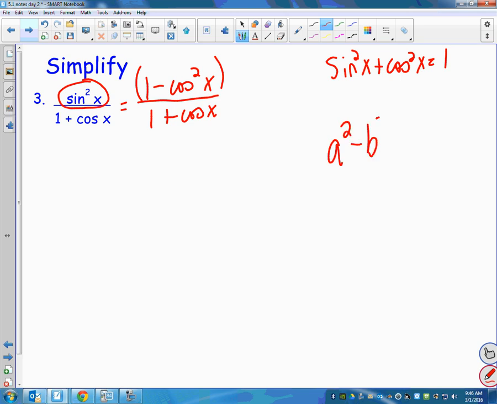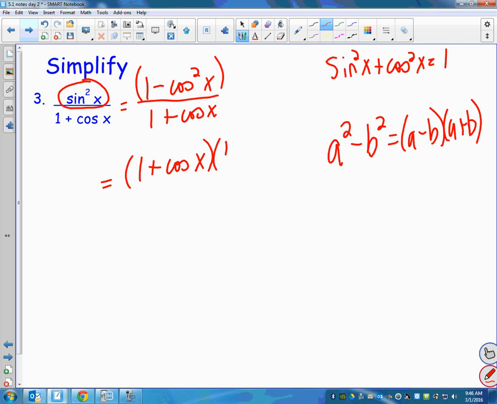A squared minus b squared will always factor into a minus b, a plus b. So when you see a perfect square minus a perfect square, even if it's a trig function, right, I can factor that into 1 minus cosine x and 1 plus cosine x. I think about, we multiplied yesterday, today we're breaking it apart.